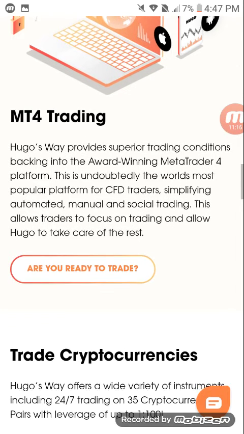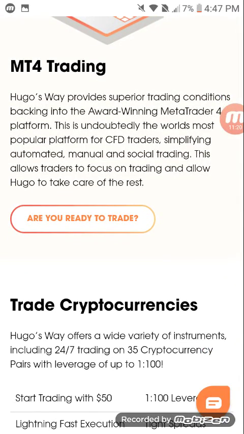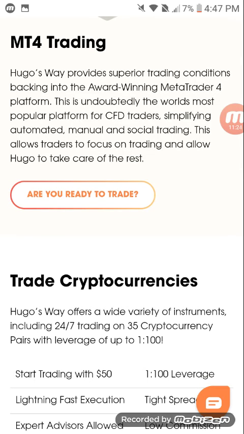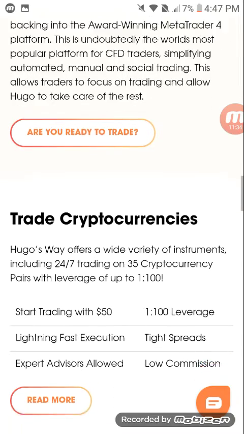Hugosway provides superior trading conditions, backing it with the award-winning Metatrader4 platform. This is undoubtedly the world's most popular platform for CFD traders. It simplifies automatic, manual, and social trading. This allows traders to focus on trading and allows Hugo to take care of the rest.